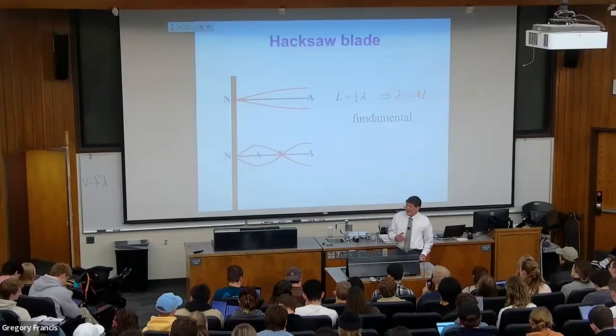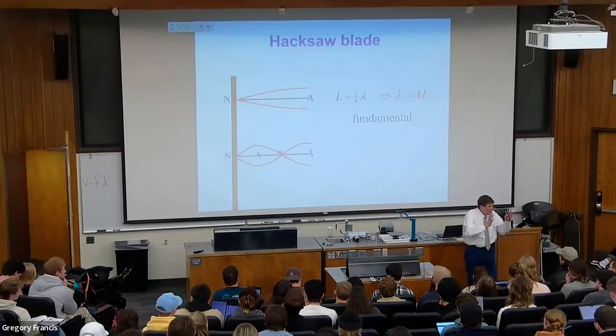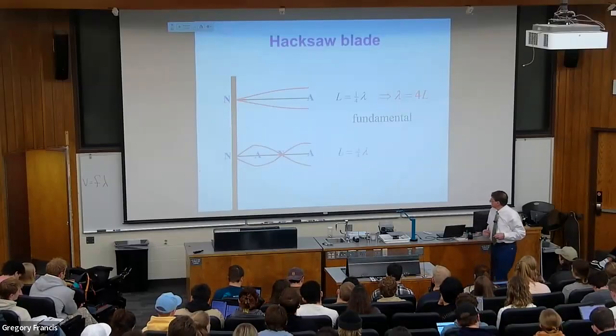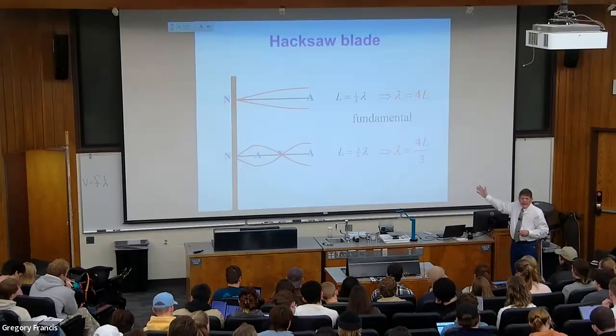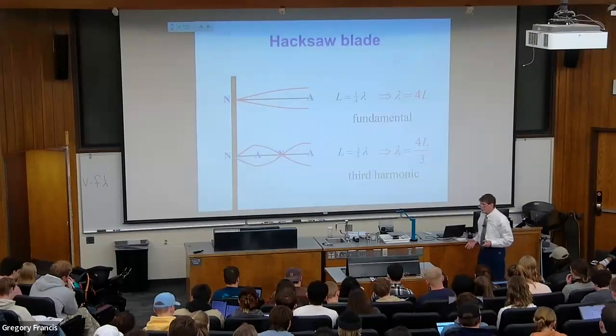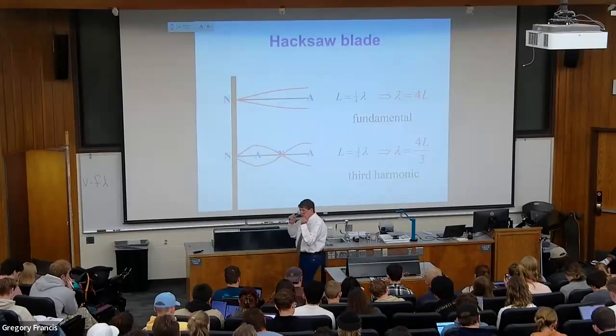Now, if I went from half a football to 3 half footballs, I'm tripling the number of footballs that fit on that hacksaw blade. They have to get 1/3 as big. And so that means they are going to be 1/3 the original wavelength. And we have to call that the third harmonic if we want to still use our formulas, okay? So that's the wrinkle.